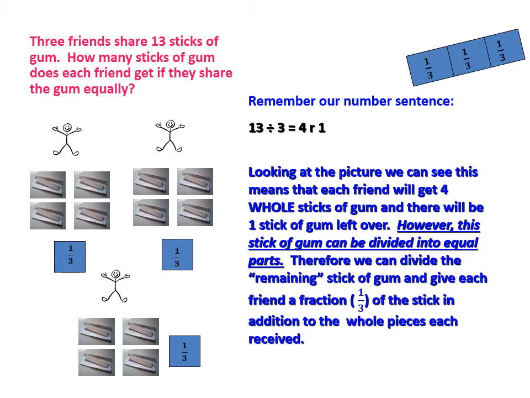So looking at this picture, we can see this means that each friend will get 4 whole sticks of gum and there will be 1 stick of gum left over. However, a stick of gum can be divided into equal parts. Therefore, we can divide the remainder stick of gum and give each friend a fraction, 1/3, of the stick in addition to the whole pieces each received.